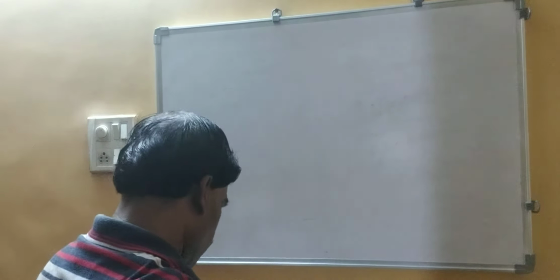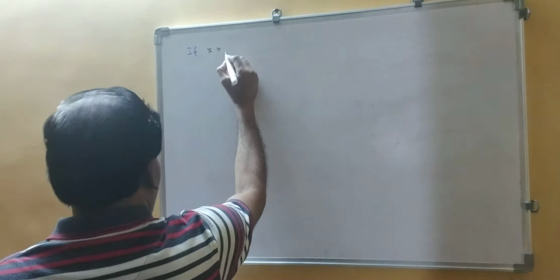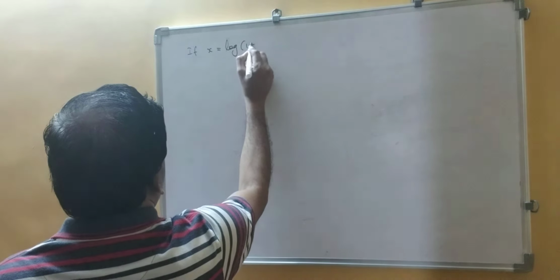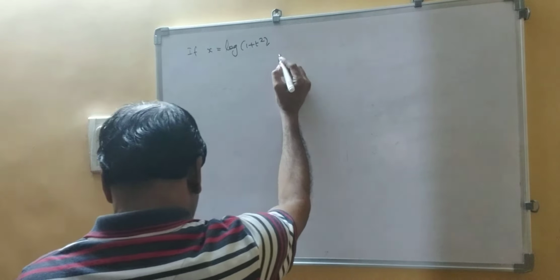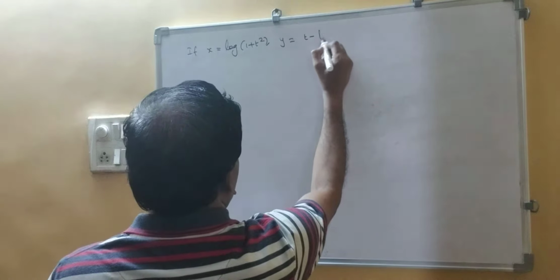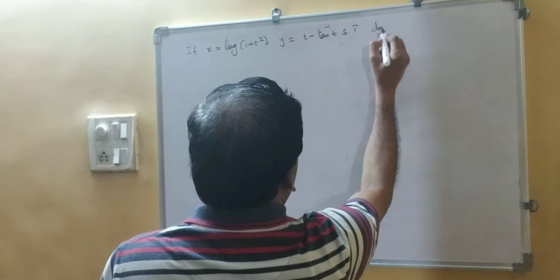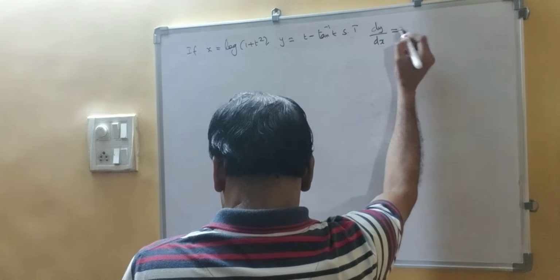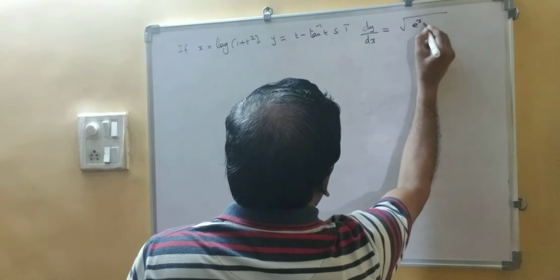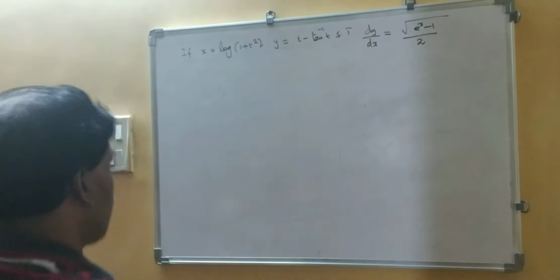Next sum is again very important. That is, if x = log(1 + t²), y = t − tan⁻¹t, show that dy/dx = square root of (e^x − 1) upon 2. This is a very important sum. Solution.